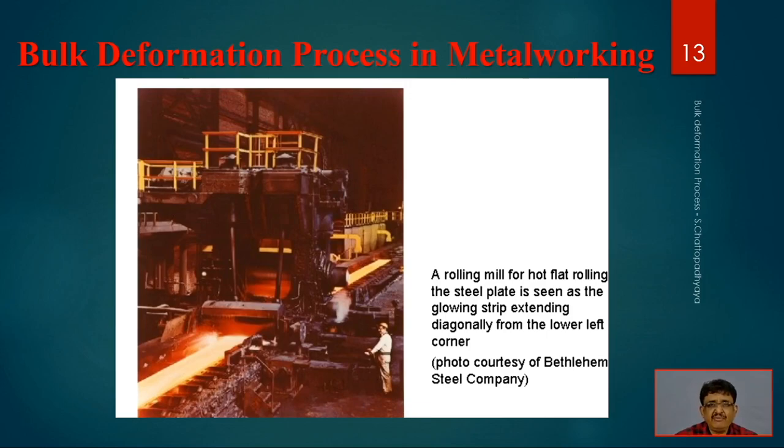So a rolling mill for hot flat rolling sheets is seen here, with a growing strip extending diagonally from the lower left corner. So a very big mill, and from there itself it is coming out. And near about Calcutta, one place is called, say, Belur, where the Indian company Indal had one of the largest rolling mills in order to produce those aluminium sheets, one of the largest in Asia. And then the company was taken over by the Aditya Birla Group as Hindalco. So Indal at Belur, they also have a very big factory associated with that. The next one.